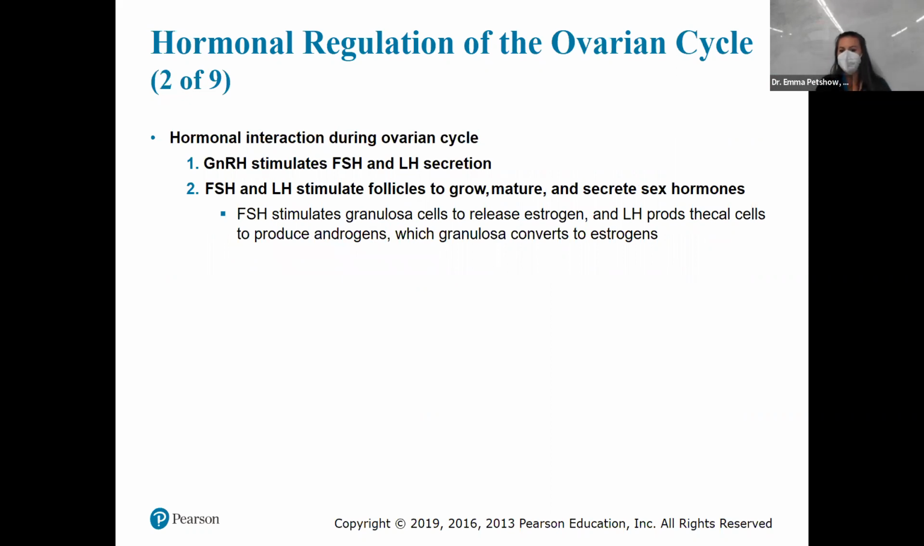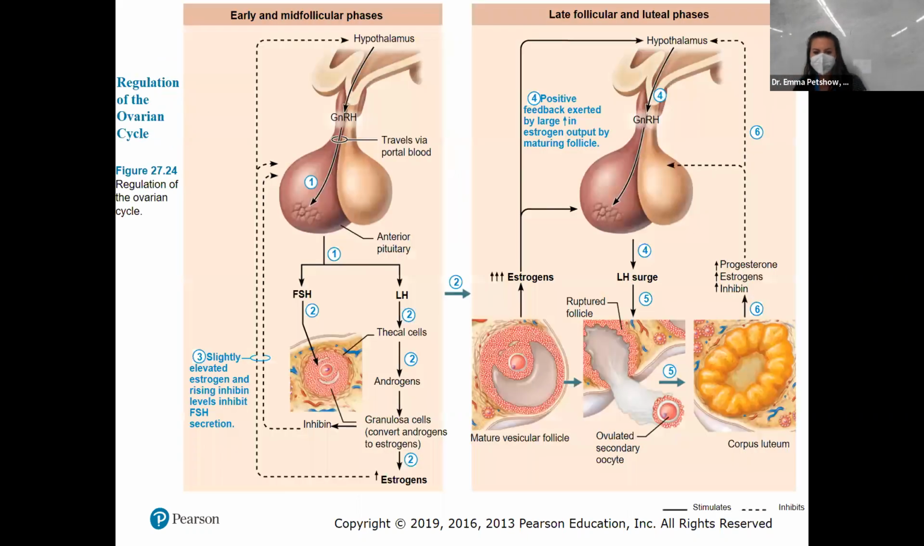So what are the hormones that interact during our ovarian cycle? GnRH stimulates FSH and LH. FSH and LH stimulate follicular growth and maturation and secrete sex hormones. The granulosa cells locally will release estrogen, and LH pokes at the theca cells to produce androgens, which the granulosa cells can then convert to estrogens. So remember, androgens, testosterone, get converted into estrogen in the peripheral tissue. We saw that picture before. If you forgot, here's your picture of it for your memory.